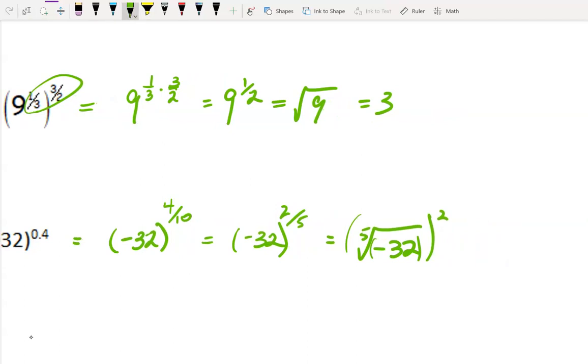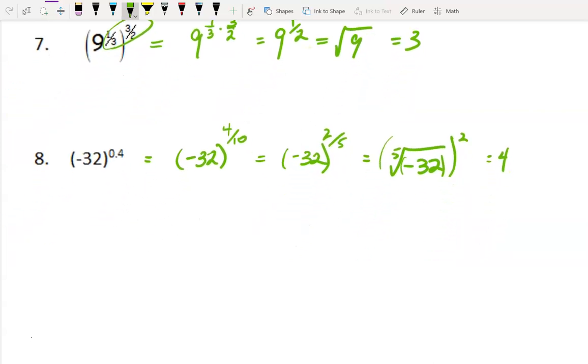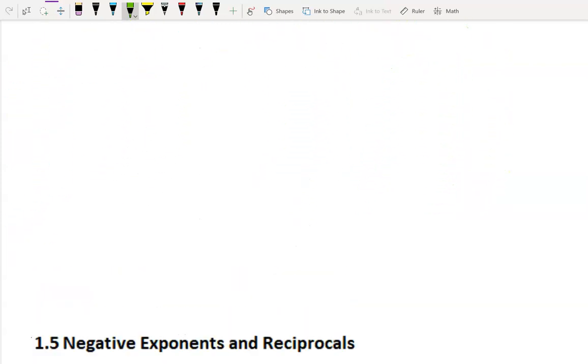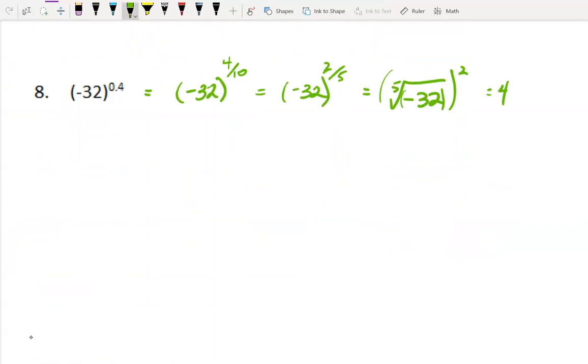By the way, these will never be decimals. They're going to be nice numbers. Like, I wouldn't ask you the 5th root of 30 because we can't do that. But the 5th root of 32, that's 2. And then 2 squared is 4. Okay. I think it's time for you to try a few. The next exercise, I believe it's 14.